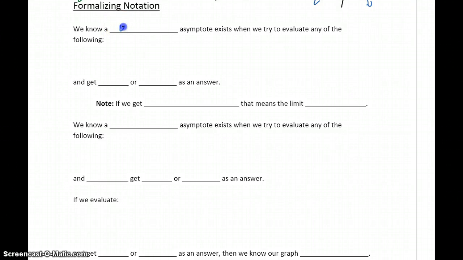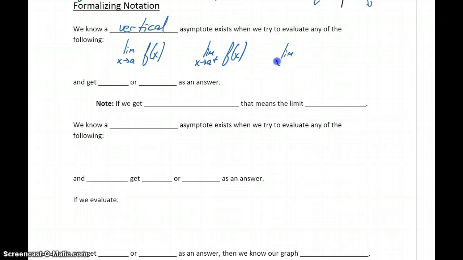So we know that a vertical asymptote exists whenever we try to evaluate any of these limit problems. So if we try to evaluate the limit as x approaches a of some function, or we try to evaluate the limit as x approaches a from the right-hand side, or we try to evaluate the limit as x approaches a from the left-hand side of f of x. So we can be evaluating any of those three limit problems individually. As soon as we get either positive infinity or negative infinity as an answer, we know that we have a vertical asymptote.